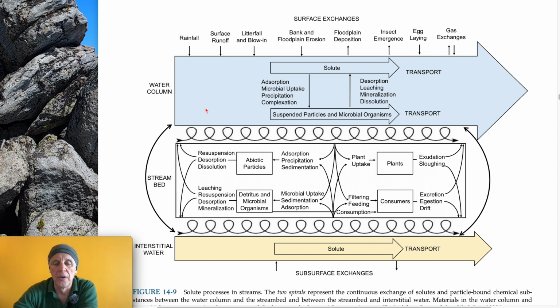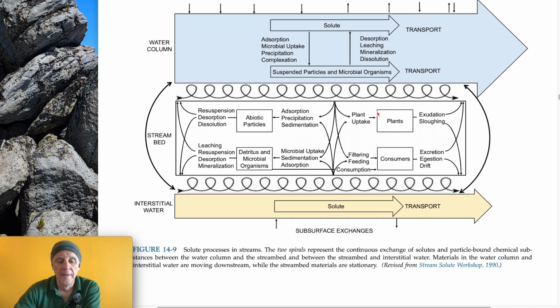And then, this is the water column, and we have solutes. This is how nitrogen will move, and this is a transport mechanism. Some of that solute, some of the nitrogen, gets absorbed. The microbes may uptake it, precipitation, complexation may have some portion of it. And then some suspended particle and microbial organism lost to solutes, so desorption, leaching, mineralization, and dissolution.